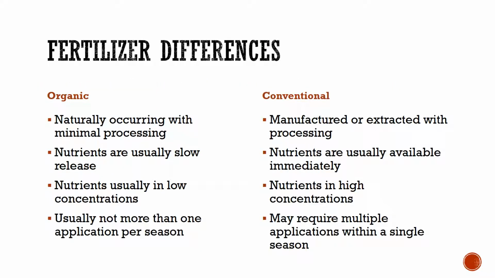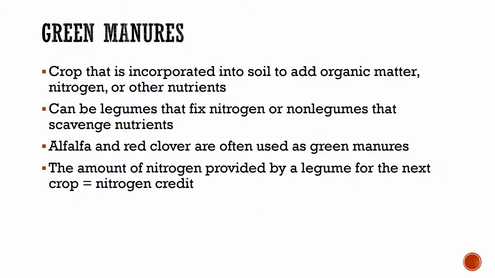All right, so here are the differences between organic and conventional. If you look at organic, it has to be naturally processed, has to have the nutrients. They're usually slow releasing, but conventional is usually pretty immediate, it will hit the ground running, no pun intended there. But you can buy a slow release fertilizer too. Organic has low concentrations of nutrients, very high concentrations in conventional, and in organic agriculture it's usually not more than one application per season, but you can throw on a couple different ones when you're looking at a conventional type system as well.